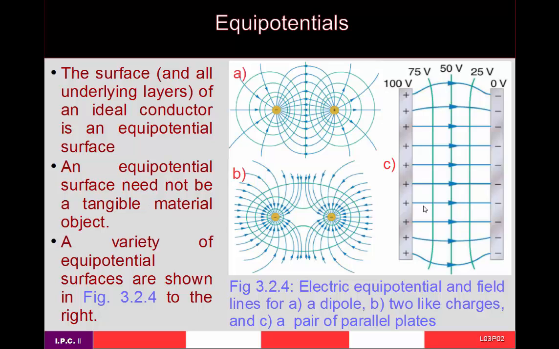In fact, there are some equipotential surfaces sketched for several charge configurations in this diagram. And in none of these cases is there actually a physical object present where this equipotential surface is drawn.